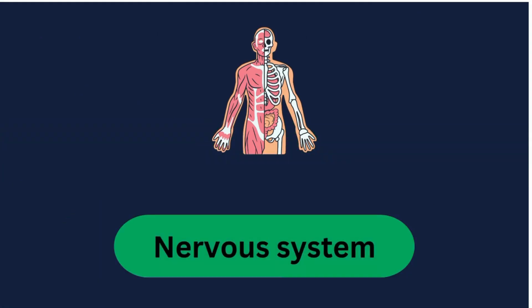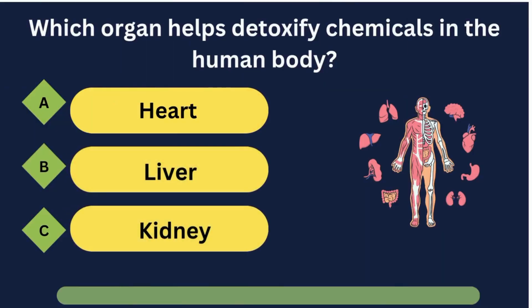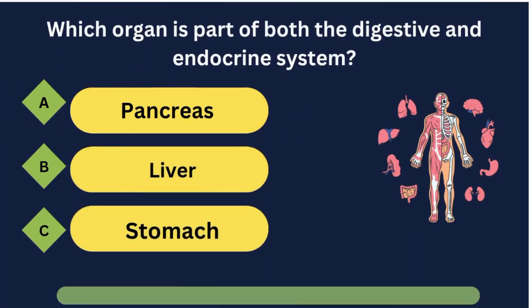Which of these is a mammal? Frog, whale. Which organ helps detoxify chemicals in the human body? Heart, liver, kidney. What is the basic unit of heredity? Cell, gene. Which organ is part of both the digestive and endocrine system? Pancreas, liver, stomach.